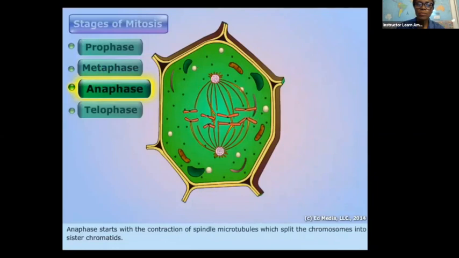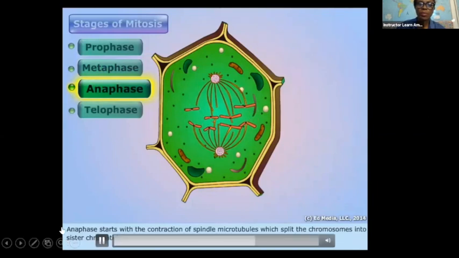Anaphase starts with the contraction of spindle microtubules, which split the chromosomes into sister chromatids.